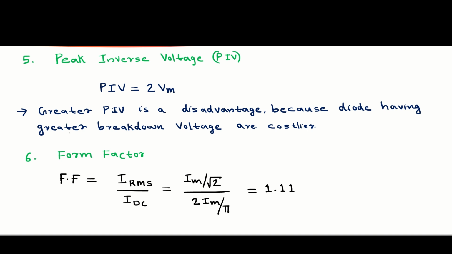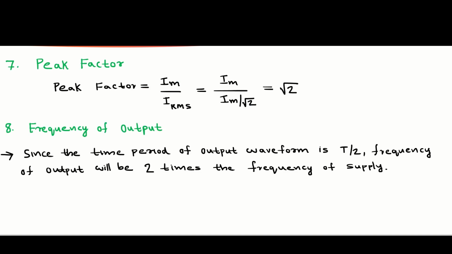And the next parameter is form factor, which is the ratio of RMS value to the average value. For a center tapped rectifier, it is 1.11. For a half wave rectifier, remember what is the value of form factor? 1.57. But for a center tapped rectifier, form factor is 1.11. And the next parameter is peak factor, which is the ratio of maximum value to the RMS value and is given by root 2. And the next is frequency of output.